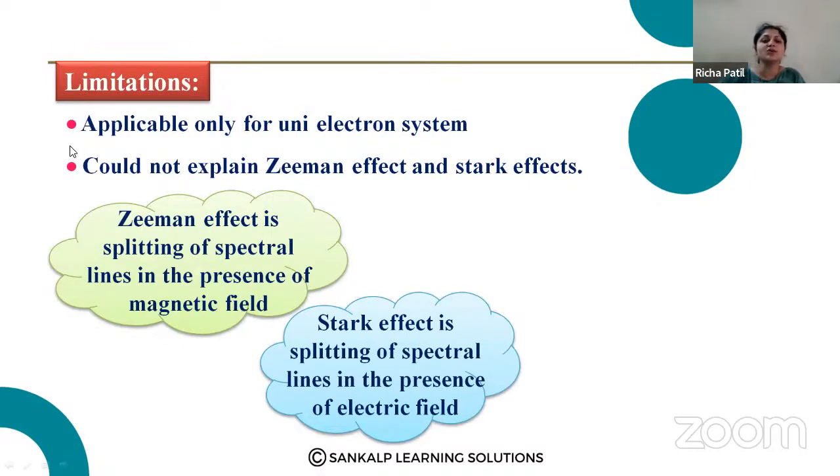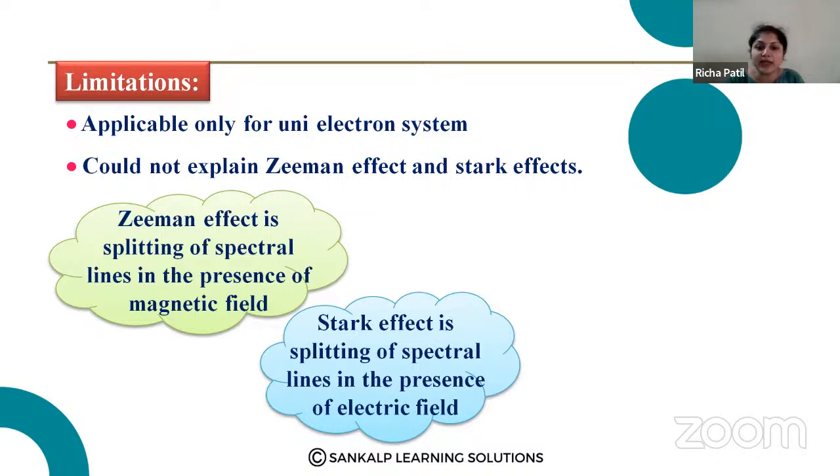This Bohr's model also had some limitations. It was applicable only for uni-electronic systems. What do you mean by a uni-electronic system? It is an element having only one electron. So it was applicable only for hydrogen. It was not applicable for lithium, boron, beryllium, etc.